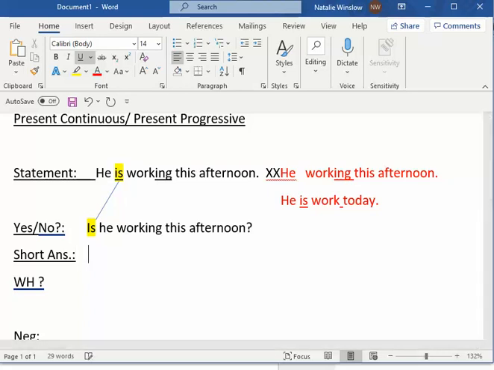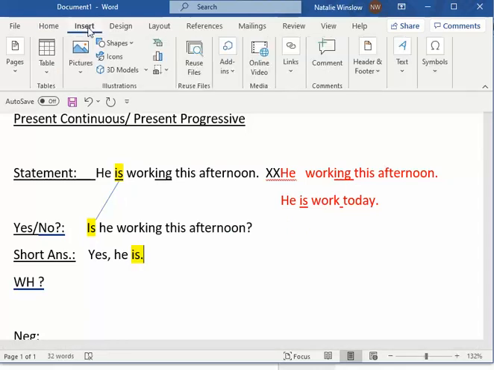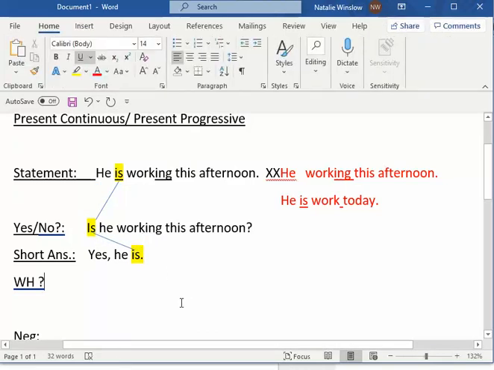And when we give a short answer, we have to answer with the same word, usually, as long as it's the be verb. You have to have subject-verb agreement. So yes, he is.